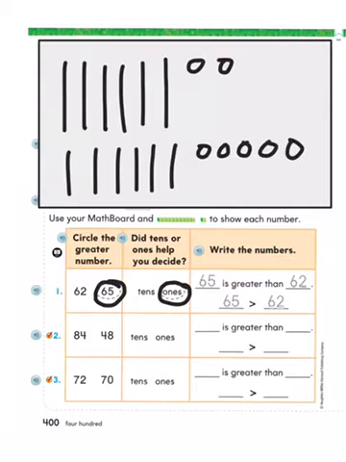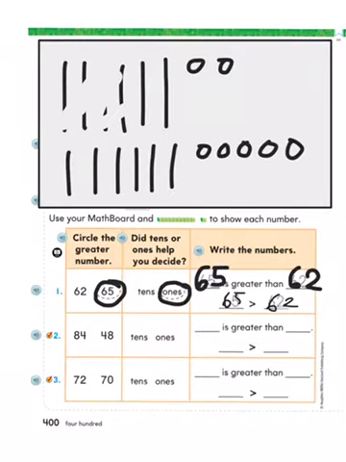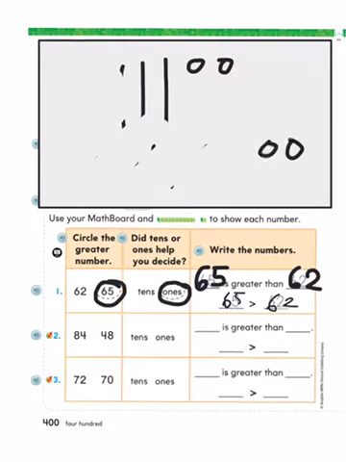Okay, and then I'm going to write the numbers. 65, man, I have a big marker, is greater than 62. Okay, and then I also have to write it in symbols as well. So I'm going to write 65 is greater than 62. Okay, now I can go back up here and I'm going to erase these. Okay, so let's see if it'll let me erase. Here we go. Okay, because I have a new problem to do.